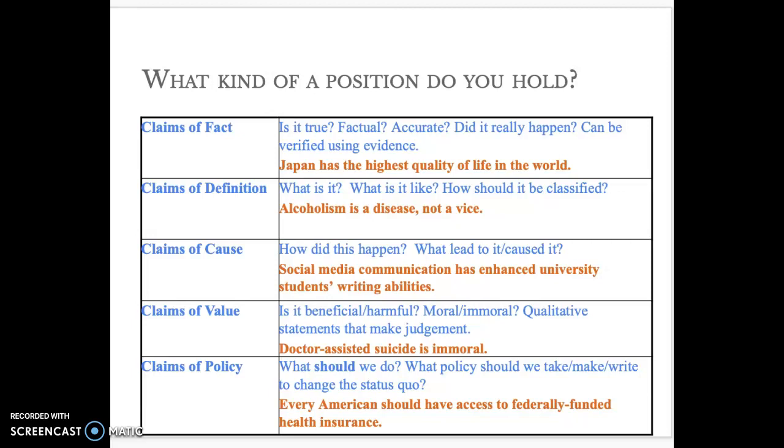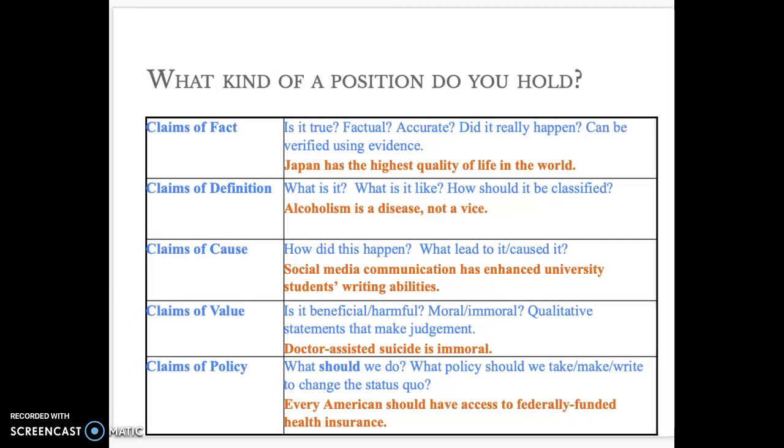Claims of cause. So this led to that, right, is usually a tough one. But for instance, social media communication has enhanced university students' writing abilities. Do you think this is true? Do you think this has led to that? That's definitely something you can argue around. Claims of value will say, is this moral, immoral, useful, useless, good, bad? So doctor-assisted suicide is immoral.